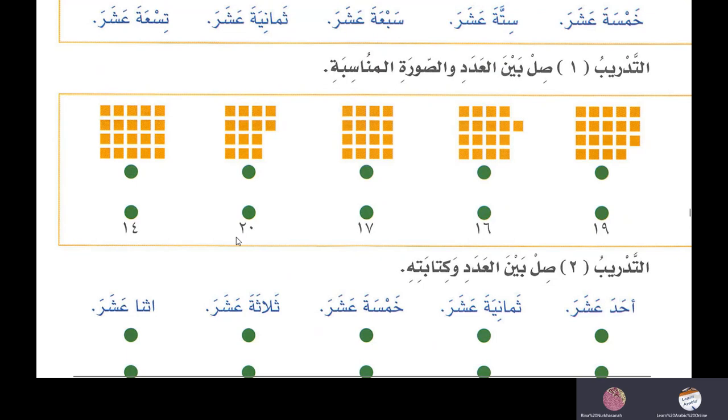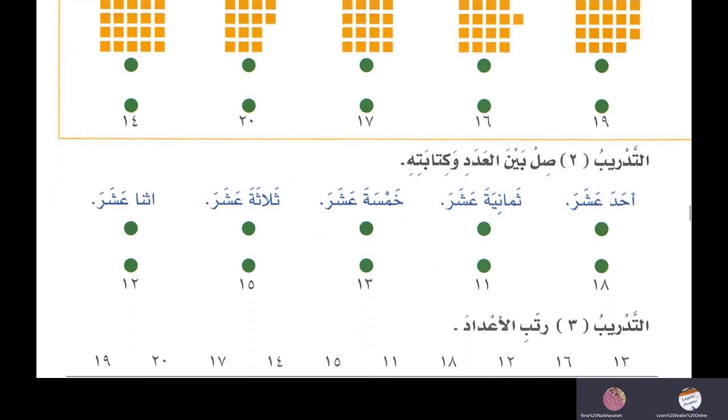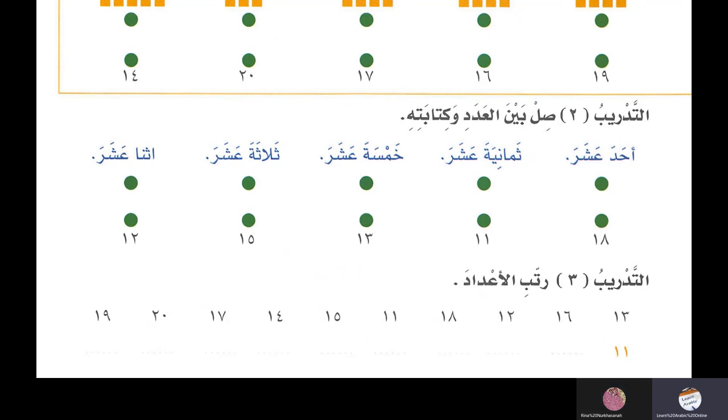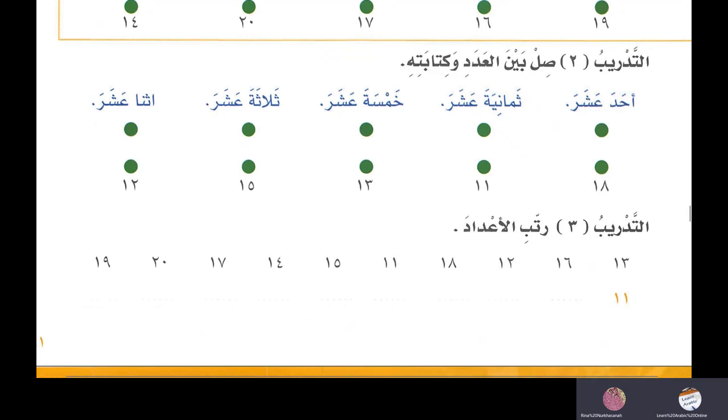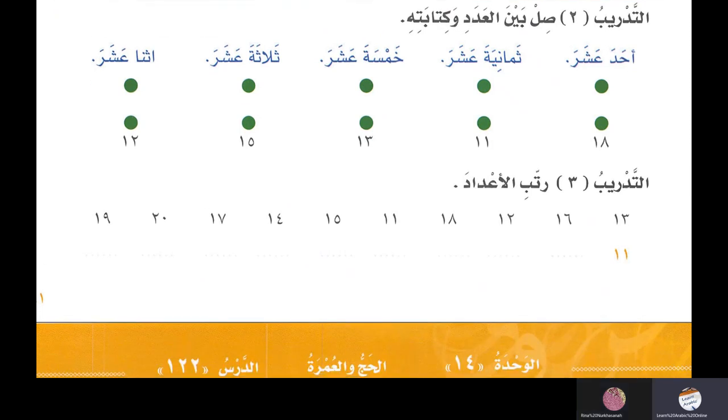Ishruna. At-tadrib al-sani: connect between the number and its written form. So you'll just join the number with its written form, okay? Like 18 with Samani Ashara. Okay. At-tadrib al-salis: arrange the numbers. Here you will arrange them like 11, 12, 13, 14, 15, like this.